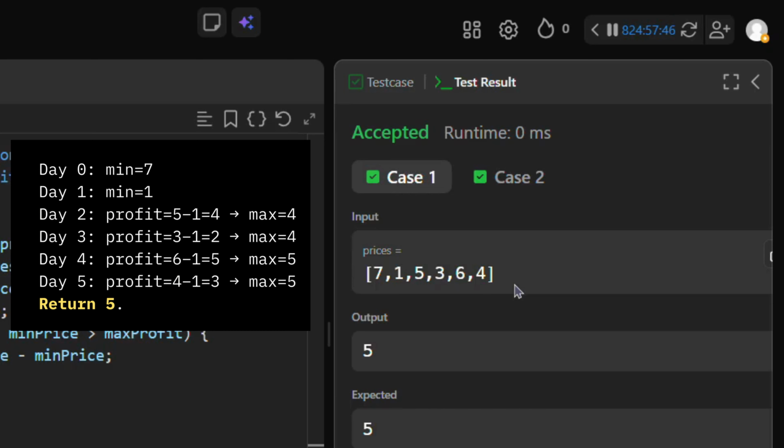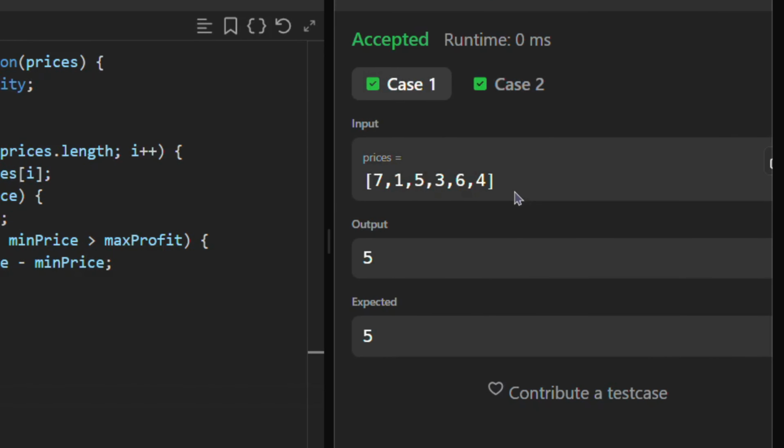Day 5, price is 4. Profit would be 4 minus 1, which is 3. That's not greater than 5, so maxProfit stays 5. We finish the loop and return 5. The output is 5, and the expected is 5. They match, so solution 1 is correct for this test case.